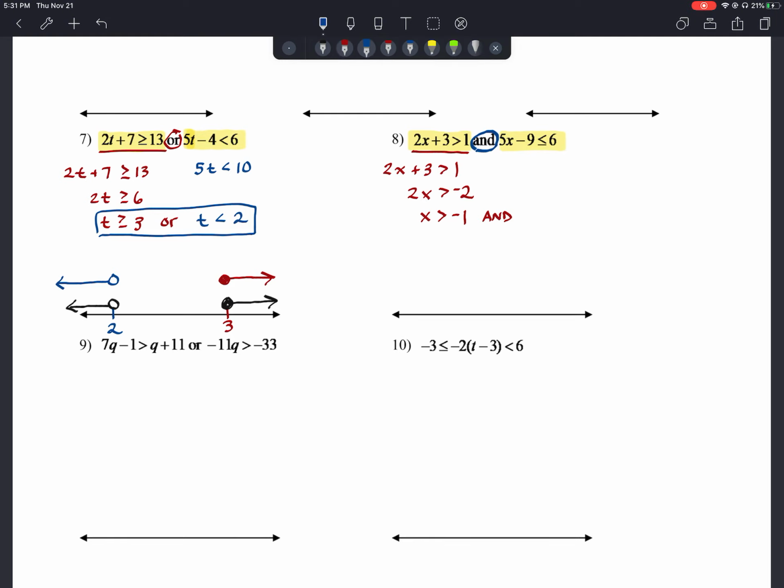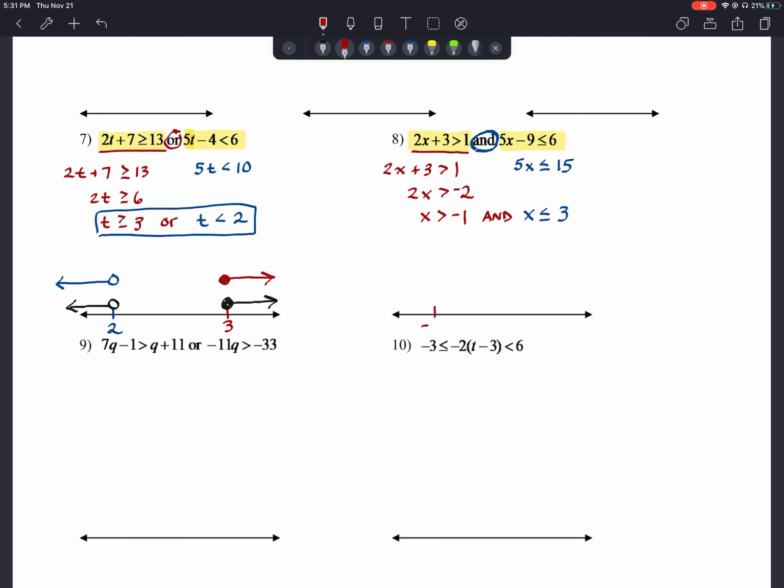Now let's go to the 5x minus 9 is less than or equal to 6. We'll add our 9 to each side. So we now have 5x is less than or equal to 15. Then when we divide each side by 5, we're going to get that x is less than or equal to 3. If you got that, you're on the right track. Let's keep going.